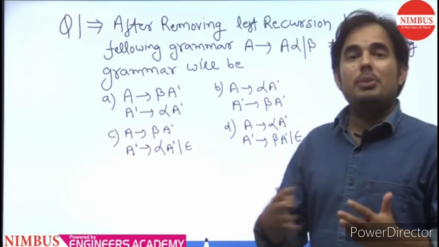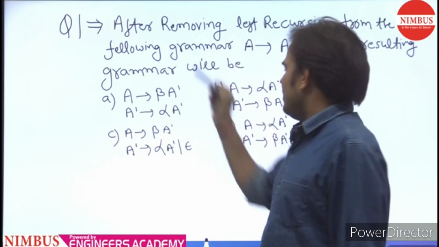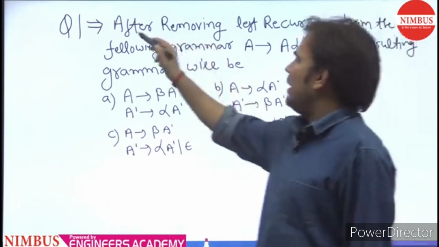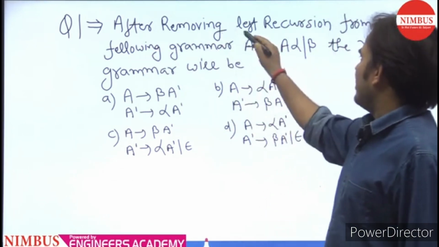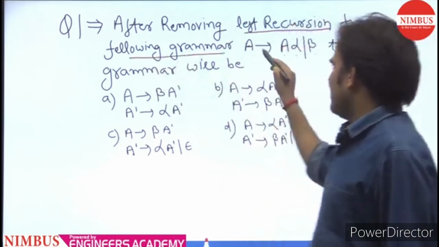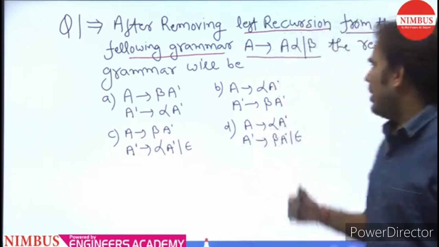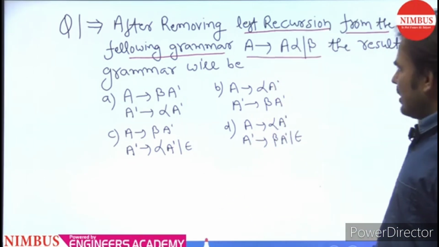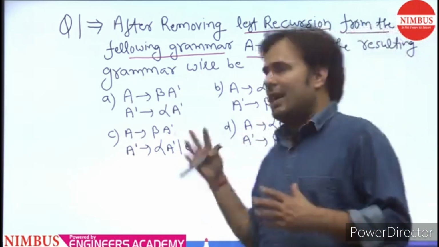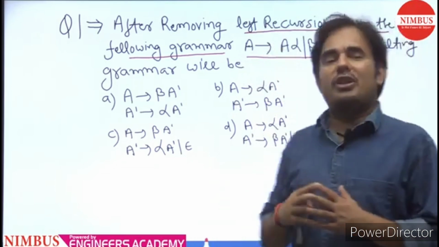Okay, means what will be the grammar after removing left recursion? So this is the question. Read the question carefully. सबसे पहले आप क्वेश्चन को अच्छे से पढ़िए. After removing left recursion from the following grammar, this is the grammar. Suppose this is any production of the given grammar. Okay, this is the grammar. The resulting grammar will be. So resulting grammar में कौन से productions आ जाएंगे? ठीक है, when we are going to eliminate the left recursion.